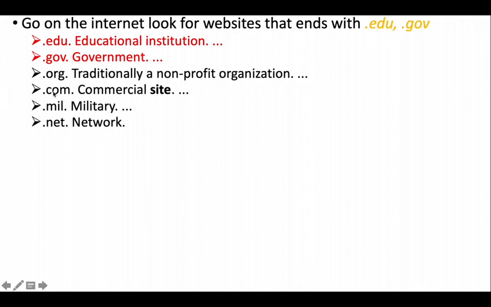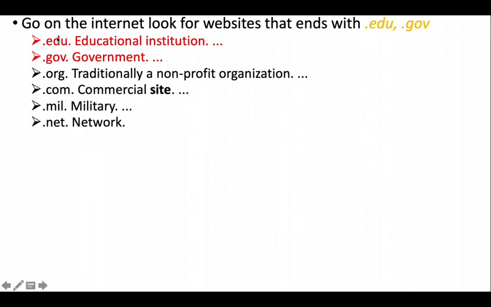If it ends with .com, it's a commercial site, and .mil is military, .net is network. So avoid these ones, just use these ones. And especially the .com, anybody can write information there. It's not based on research.